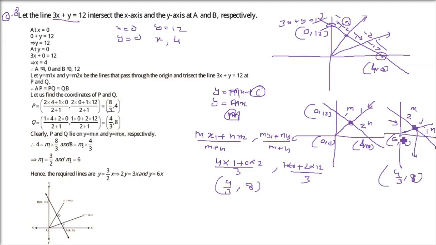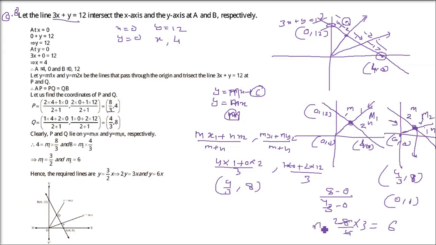Now this is the point, and this point also, 0, 0 we know. So let us find out the slope. We are only interested in slope, y2 minus y1 by x2 minus x1. So 8 minus 0 by 4 by 3 minus 0. 8 divided by 4 is 2, 2 into 3 is 6. 6 is the slope.